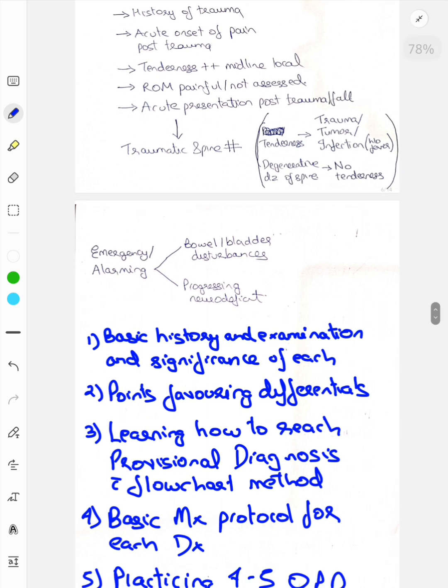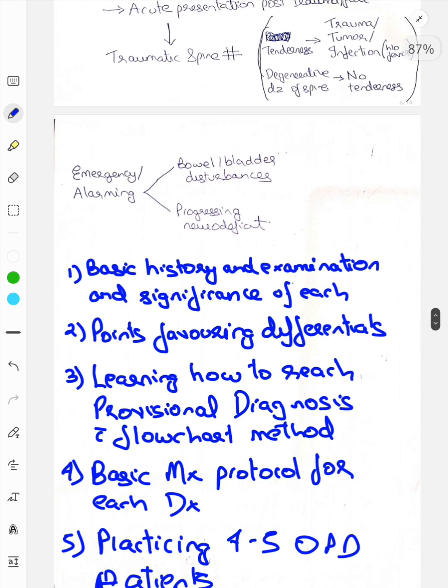So without further ado, let us begin with what our plan for today is. We are going to discuss the basic history and examination, and the significance of each and every question and test performed. Each question asked in history has some significance, and that is what we are going to discuss today. We are going to understand the points favoring the four to five differentials of spine, low back pain, and radiculopathy. We are going to learn how to reach the provisional diagnosis using a logical flowchart method.